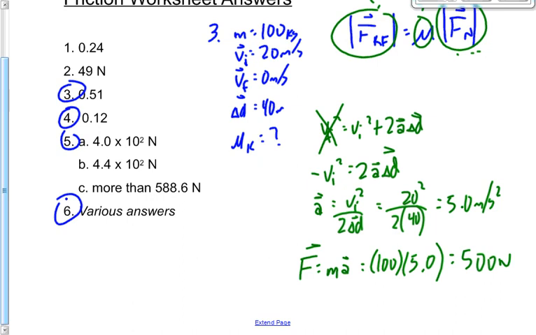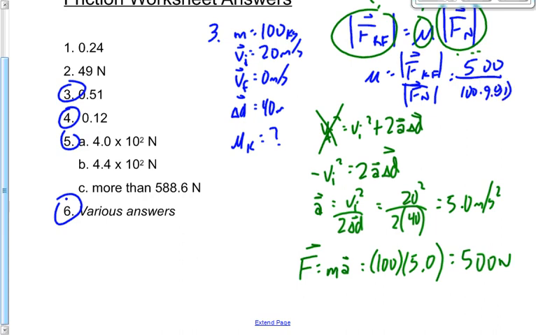Now we go back to this original equation. The force of kinetic friction is 500, and the normal force is 100 times 9.81. So 500 divided by 981 gives me somewhere in the range, well, I guess the answer is 0.51. 0.51. No units with that, because coefficient of friction just doesn't have any units. Is that okay?